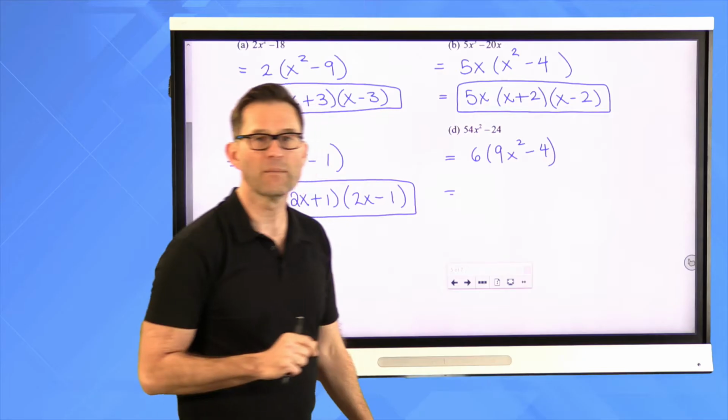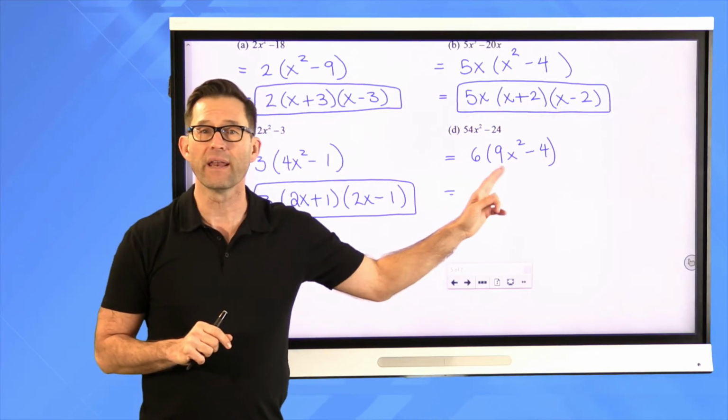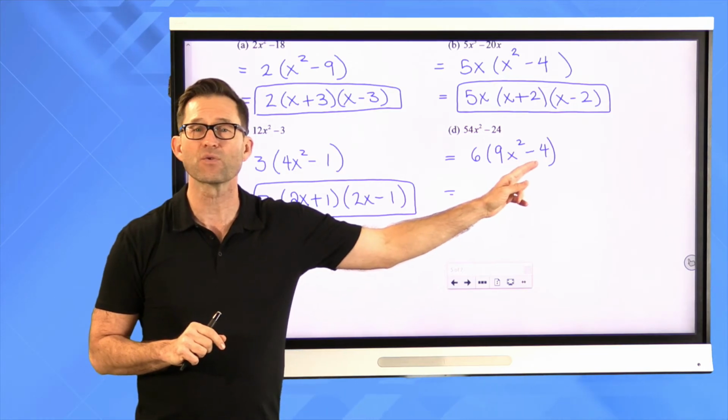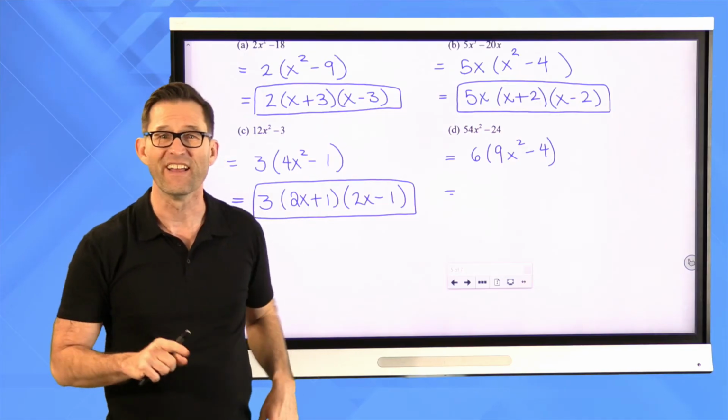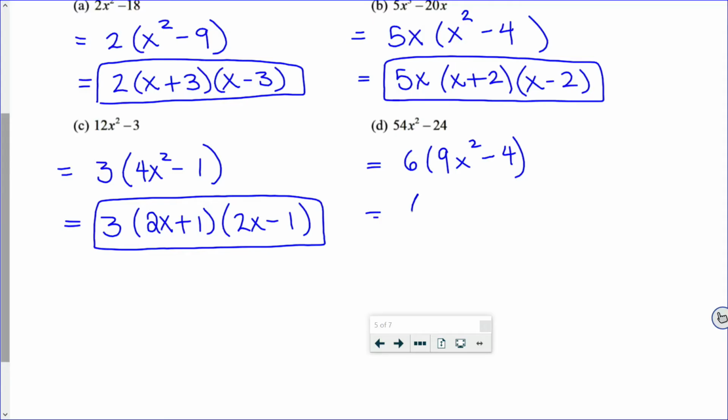Again, I like what I'm seeing inside of that parentheses because 9 is a perfect square, x squared is a perfect square, I have a difference, and 4 is a perfect square. Whew. All right, so these things then factor as 6 times 3x plus 2 times 3x minus 2.